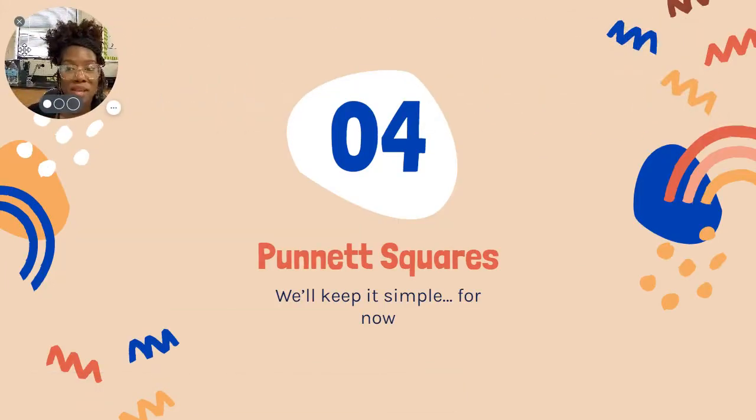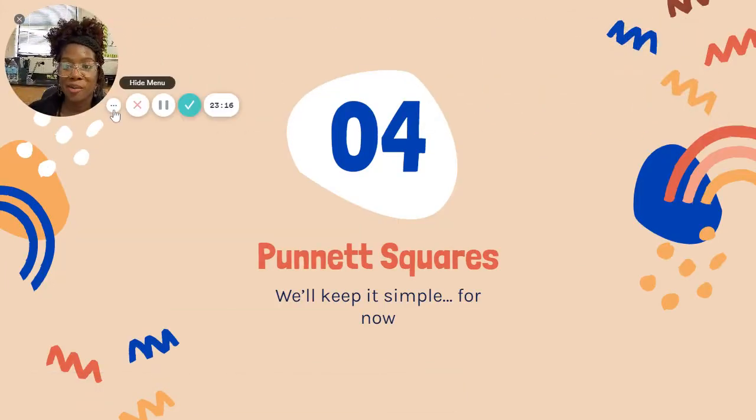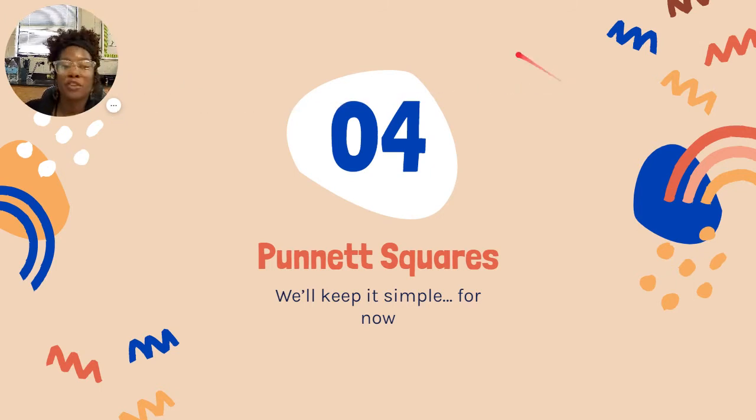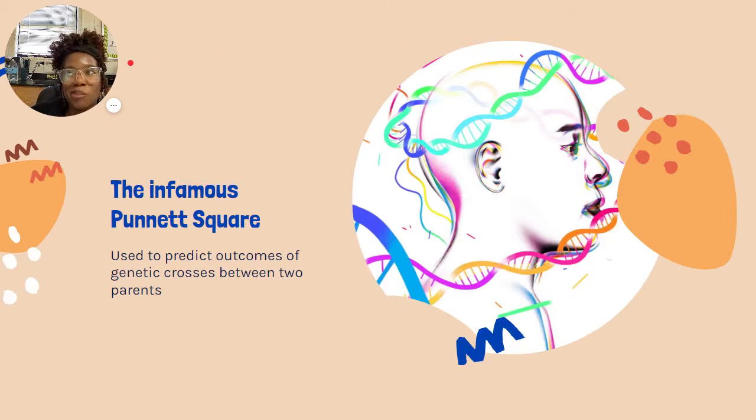All right, now we're to the actual part of the lesson, after all that setup. Punnett squares. We'll keep it simple for now, but just so you know, next lesson, we're going to do some complex Punnett squares. Just saying. Okay, so the infamous Punnett square is used to predict the outcomes of genetic crosses between two parents. This is what I was talking about with the whole TikTok, YouTube thing. People are like, I don't understand how this baby came out looking like this. Well, this is how. It's probability.